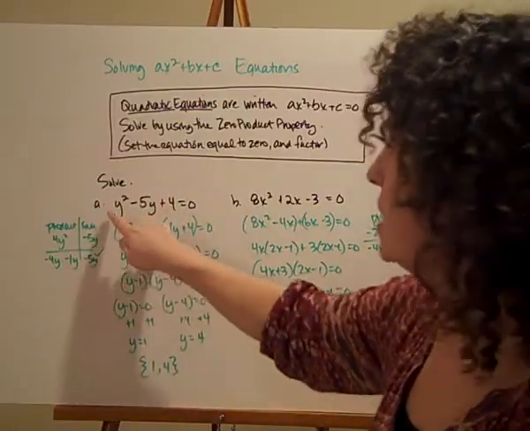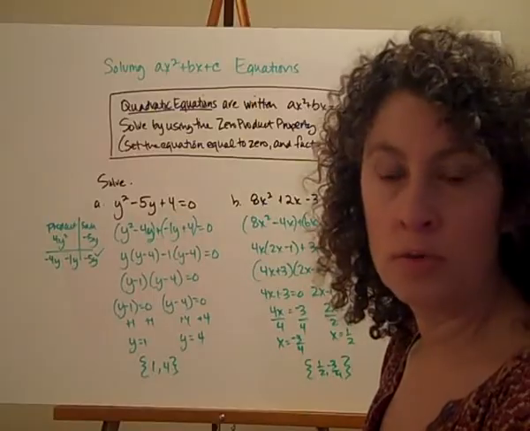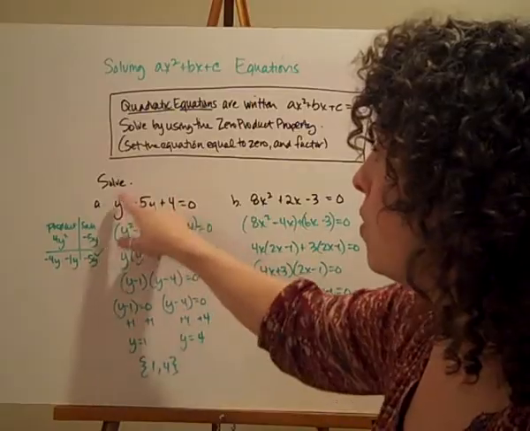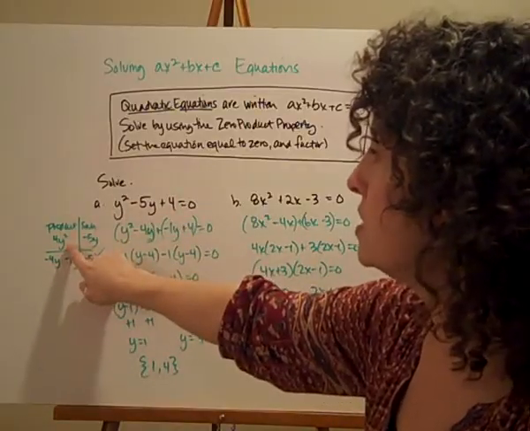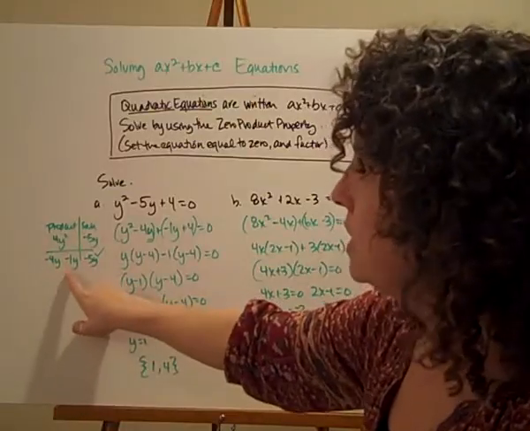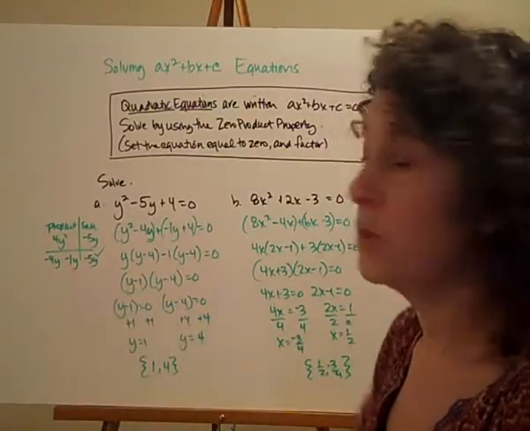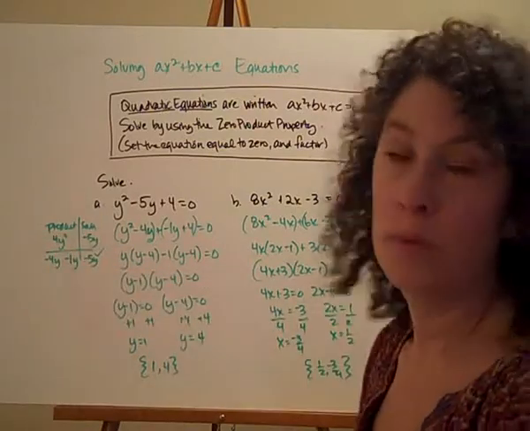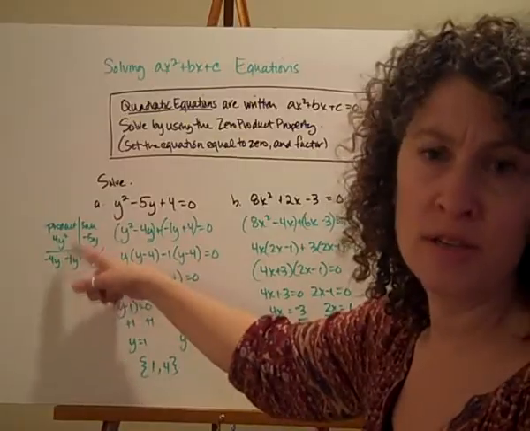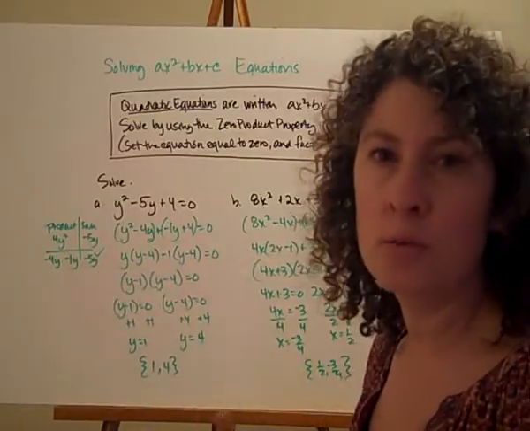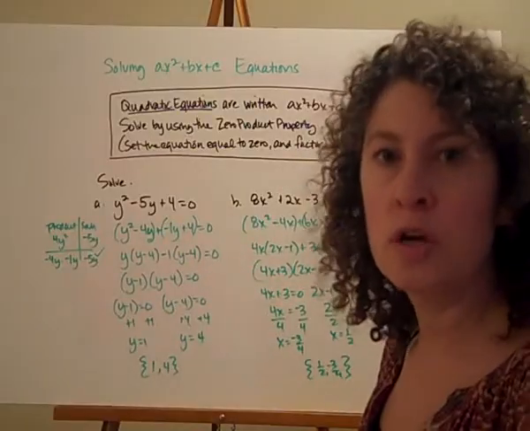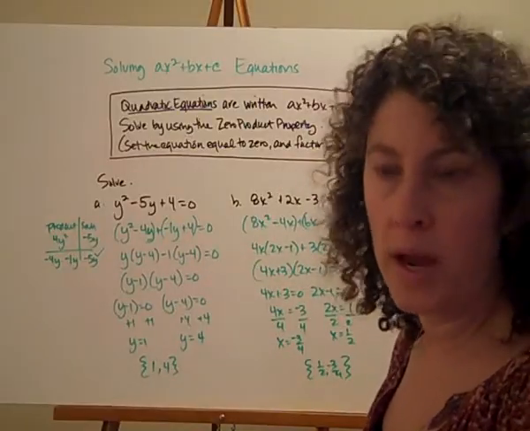So I'm looking here and I don't see any common factor that I can take out of all three of those terms. But I do see that it's in the ax squared plus bx plus c form. So I'm going to look for a product of 4y squared and a sum of negative 5. I notice that negative 4y times negative 1y, two negatives will give me that negative sum. The two negatives will give me a positive product. And you may start to notice that your lists for these get shorter as you recognize what the combination is without having to list all of them out. You should start to get more efficient at coming up with the pair.